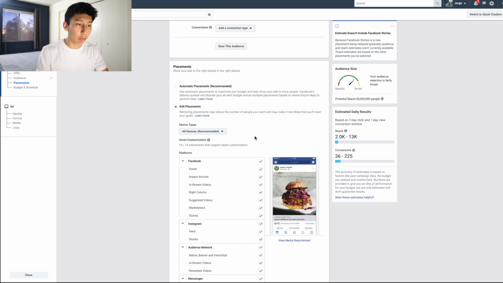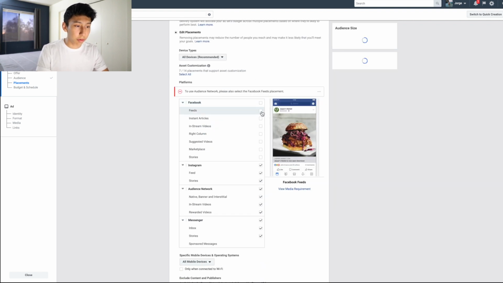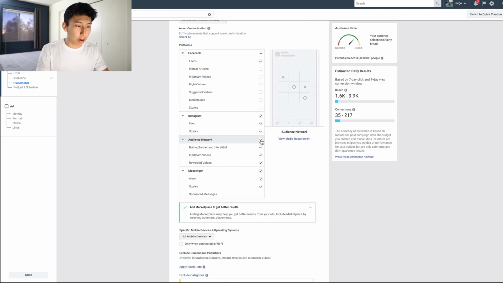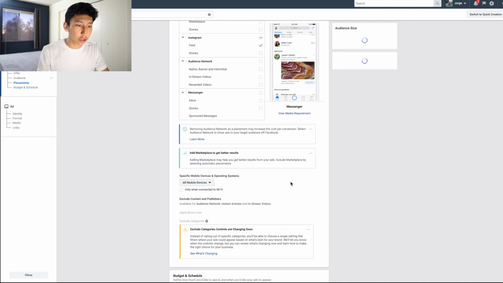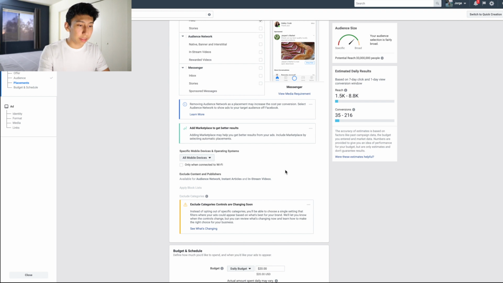So that's exactly what we're going to target. Only the Facebook feed and only the Instagram feed. So just uncheck everything besides those two. Then we scroll down and leave everything the same, specific mobile device or operating system. We just want to target anybody, either on desktop or mobile. It doesn't matter if they have an iPhone or Android.